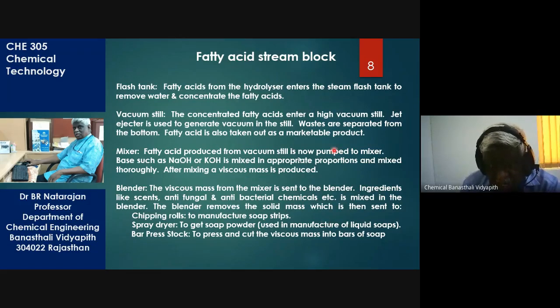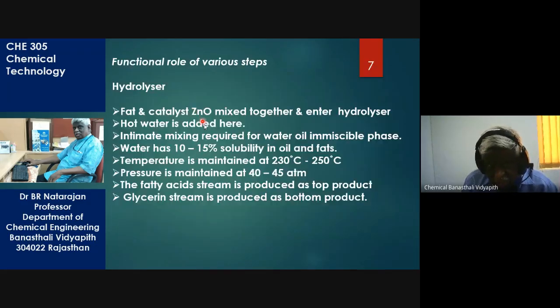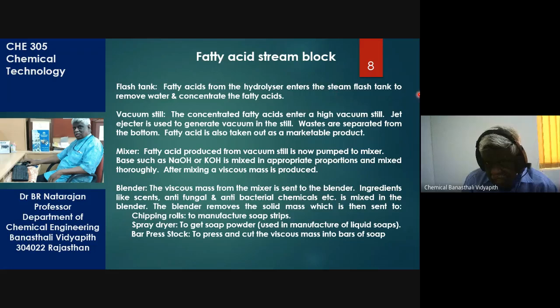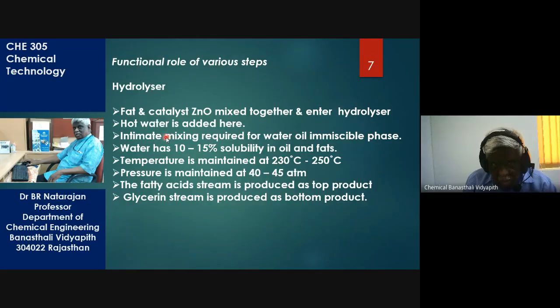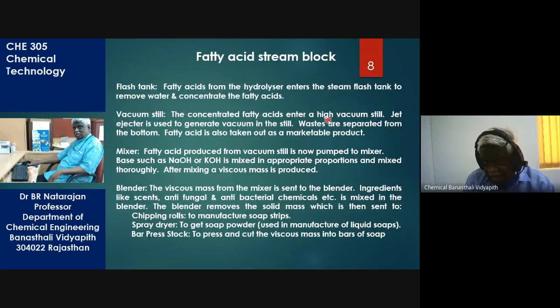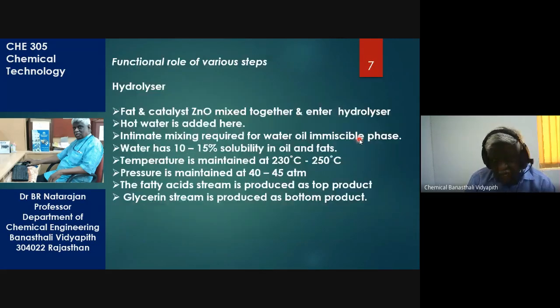Then you come to the fatty acid stream. You have a flash tank, fatty acid from the hydrolyzer. You please recollect this flash tank. Enter the steam flash tank to remove water and concentrate the fatty acid. Okay, vacuum still. So the concentrated fatty acid enters the high vacuum still. Jet ejector is used to generate vacuum in the still. Wastes are separated from the bottom, and fatty acid is also taken out as a marketable product.